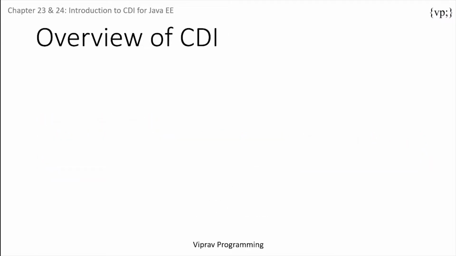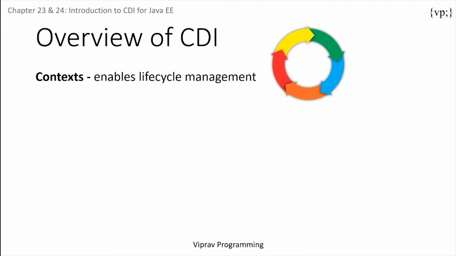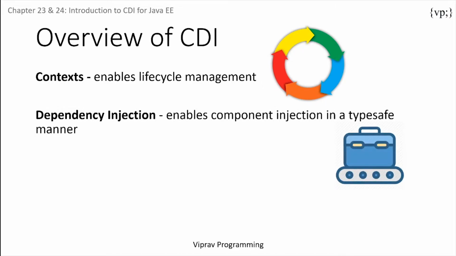So an overview of CDI. What does context and dependency injection mean? First of all, context means it enables lifecycle management. It depends on where it injects things and how it removes them, and it does it all automatically. And dependency injection enables component injection in a type-safe manner. This means that whenever you inject something, you don't have to worry about it being a different kind of object. It will automatically change so it can fit your needs.